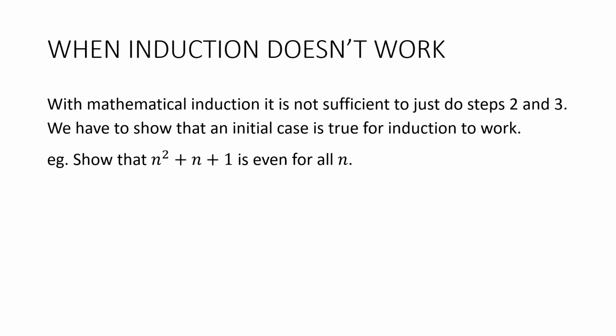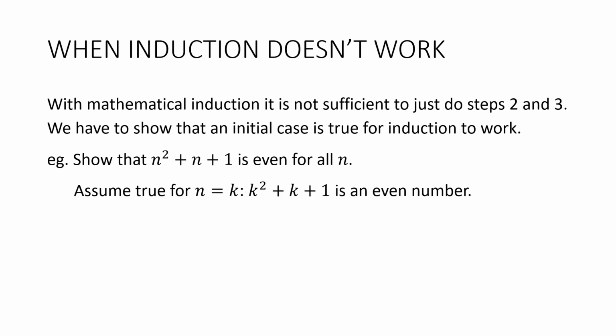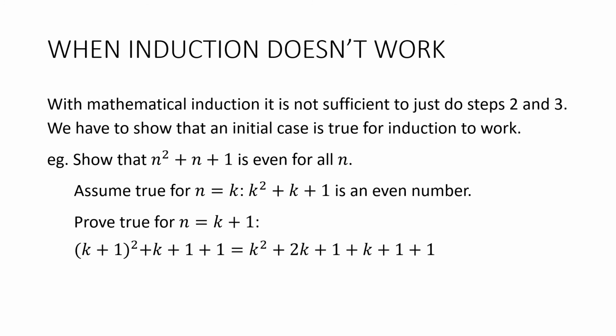So let's start at step 2. Assume it's true for n equals k. It means that k squared plus k plus 1 is an even number. Now prove it true for n equals k plus 1. Substitute our k plus 1 in here. So we get (k + 1) all squared plus (k + 1) plus 1. Expanding out those brackets, I get k squared plus 2k plus 1 plus k plus 1 plus 1.